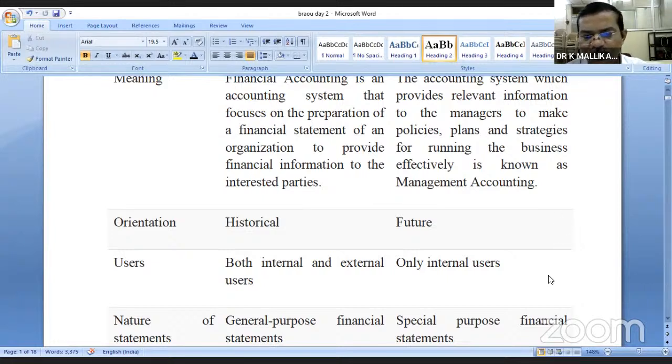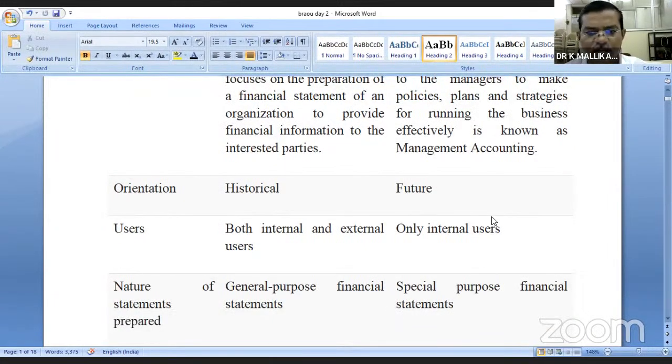But whereas management accounting is only for internal users, right? Internal users are the top level, middle level, and lower level management, who know the company's strengths and weaknesses and how they can grow the company effectively. What kind of decisions they want to take, and what kind of tools they can use. So they can use management accounting for internal purposes.